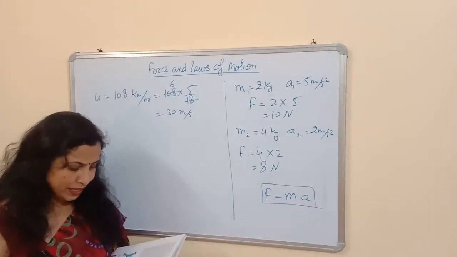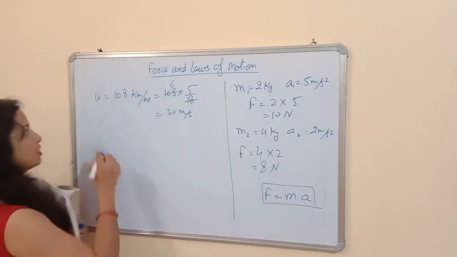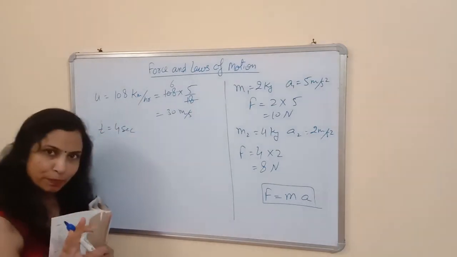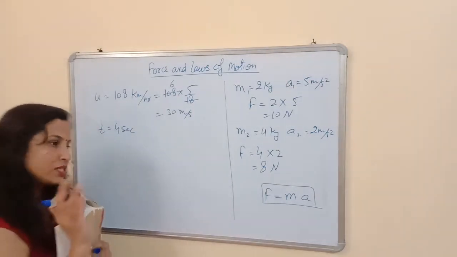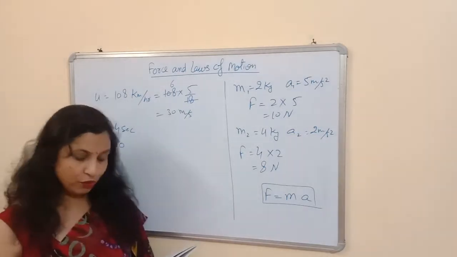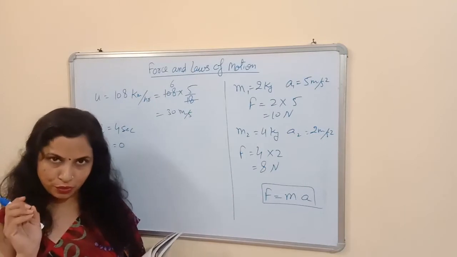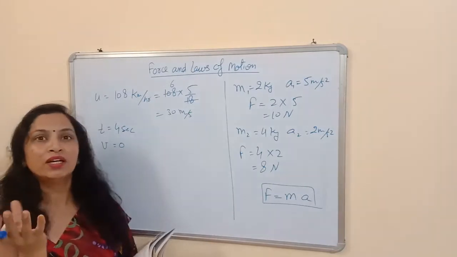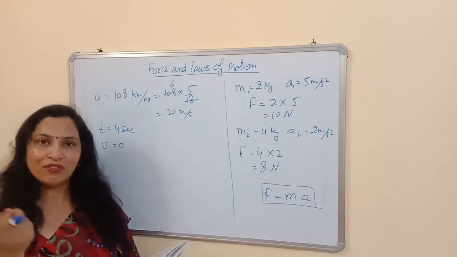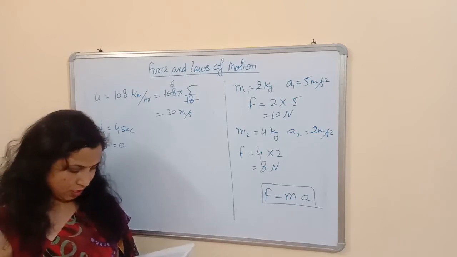It takes 4 seconds to stop. It means this is the time, 4 seconds. Stop means the final velocity of the body becomes 0, that is v is equal to 0. So for every numerical, first you should note down the values which you get from the question.